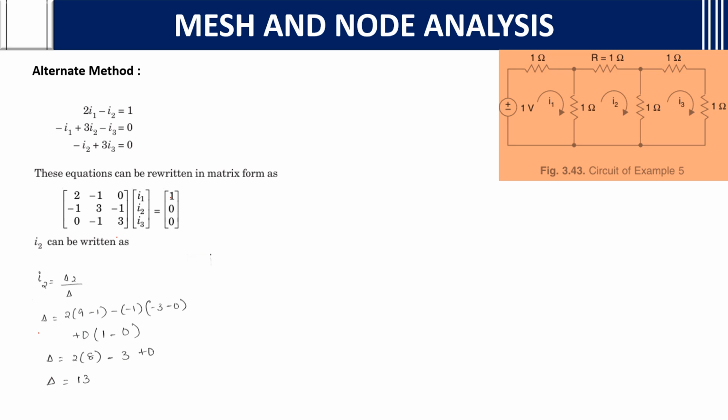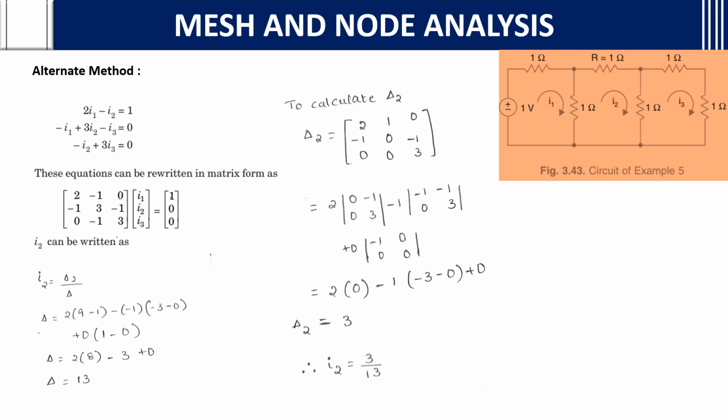After getting delta equal to 13, we need to find delta 2. Delta 2 is nothing but, since you want I2, we need to replace the second column with 1 0 0, the right side column. Now we will see how it looks: 2 minus 1 0, with the second column replaced by 1 0 0, and the third column the same, 0 minus 1 3.